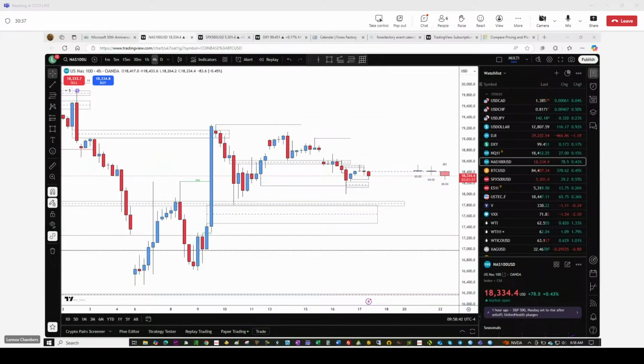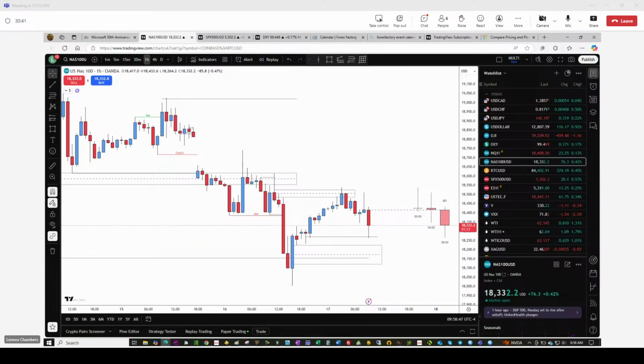Okay, so let's drop down to the hourly, and that will make more sense. On the hourly, this is what's going on. We have a 1, 2, 3 up here. This is what's controlling this move. We've dropped.